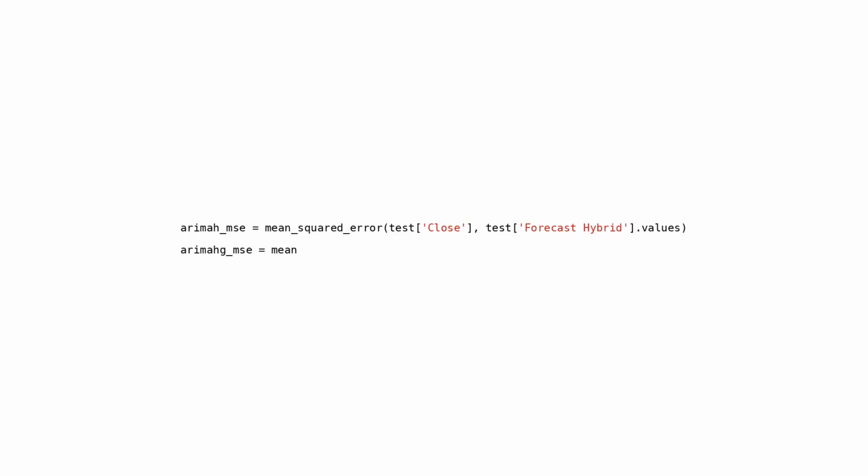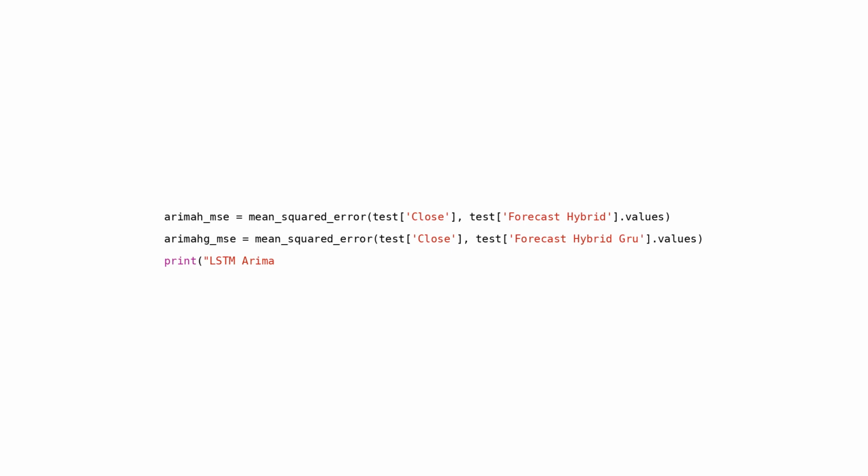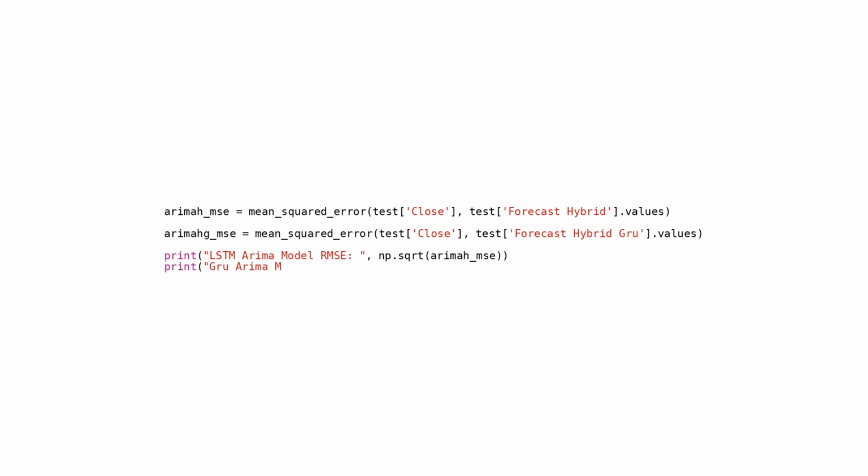Two hybrid prediction models, combining LSTM or GRU neural networks with ARIMA models, are compared by calculating the mean squared error, MSE, between their forecasted and actual closing values provided in the test dataset. The MSE values are then converted to root mean squared errors, RMSE, a commonly used measure of regression model accuracy. The RMSE values are printed for comparison, with higher values representing lower accuracy and lower values indicating higher accuracy.